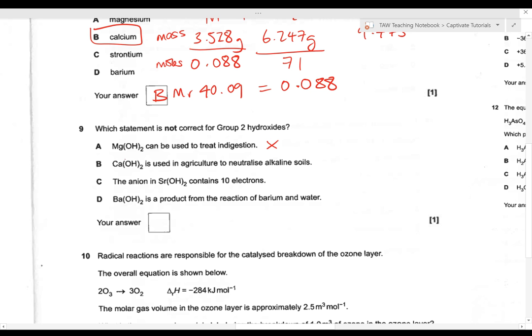Now I know calcium hydroxide is used in agriculture, but because calcium hydroxide is a base, it would be used to neutralize acidic soils. So that is our incorrect statement. And if you check C and D, those are both correct statements. So our correct answer here is B.